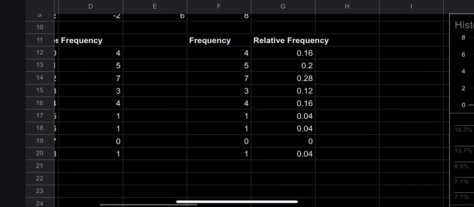For the relative frequency table, the amount of people that went on 0 trips took up 16%, 1 trip 20%, 2 trips 28%, 3 trips 12%, 4 trips 16%, 5 trips 4%, 6 trips 4%, 7 trips 0%, and 8 trips 4%.